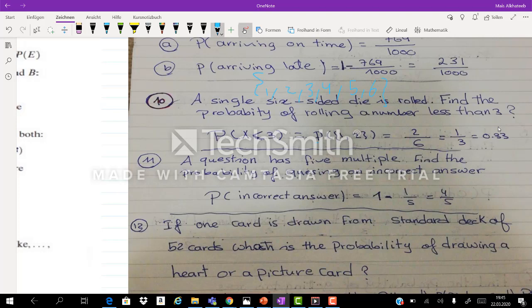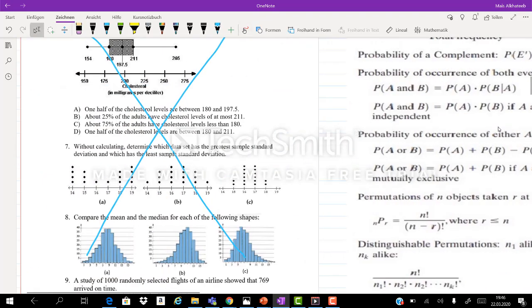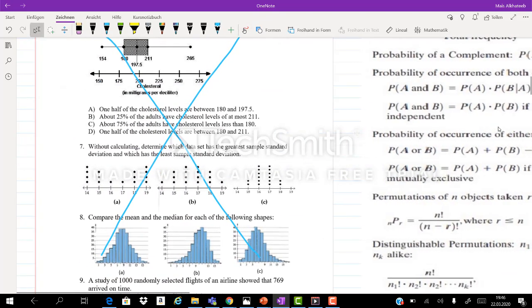Now I move to 11, 12. I will see why is 12. Okay, and I move to 12. We will read the 12 together.